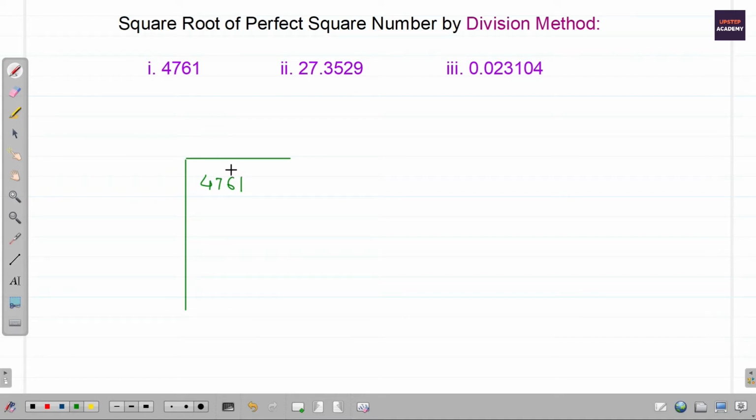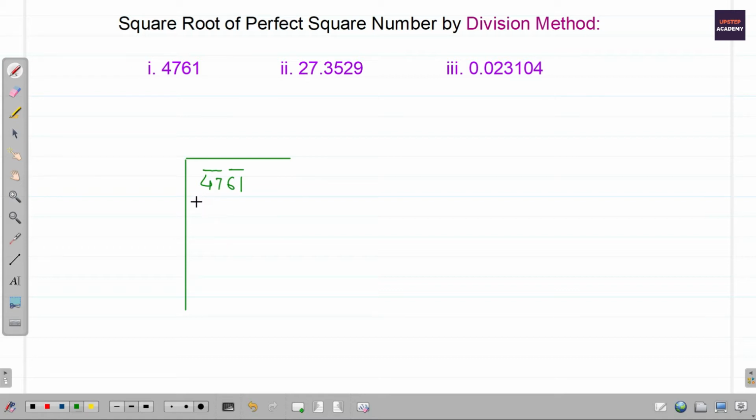We have to form the groups from right hand side to left hand side of two numbers. So 61 will be the first group, this 47 will be the another group, and suppose any one number remains left hand side of this, then we will make a group of that single digit only. So here we will deal with this first group, that is 47.